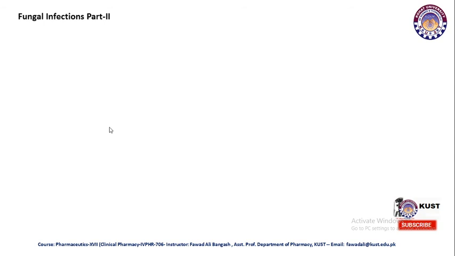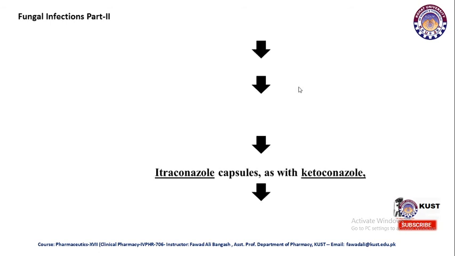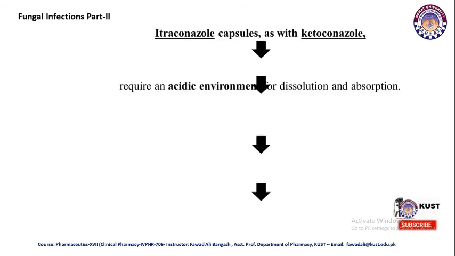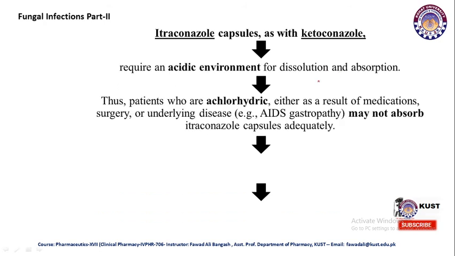How could the instruction for taking itraconazole capsule be modified if OM were achlorhydric as a result of medication or AIDS gastropathy? Itraconazole capsule, as with ketoconazole, requires an acidic environment for dissolution and absorption. Thus, patients who are achlorhydric, either as a result of medication, surgery, or underlying disease, for example AIDS gastropathy, may not absorb itraconazole capsule adequately.